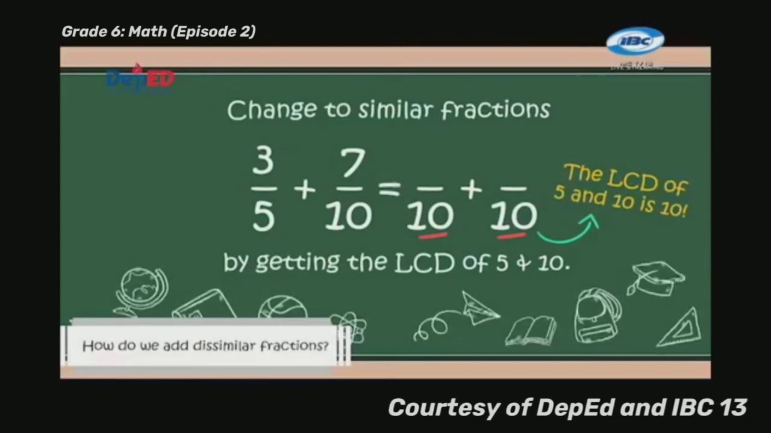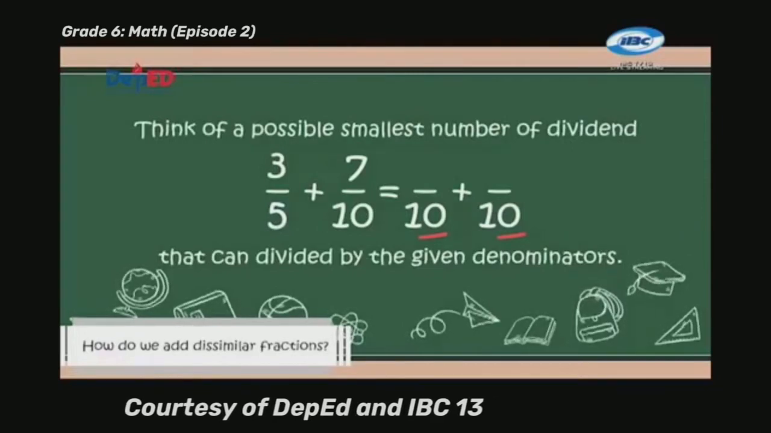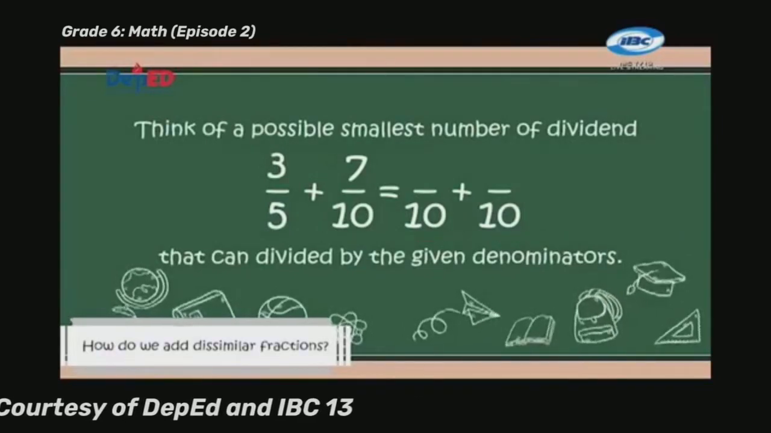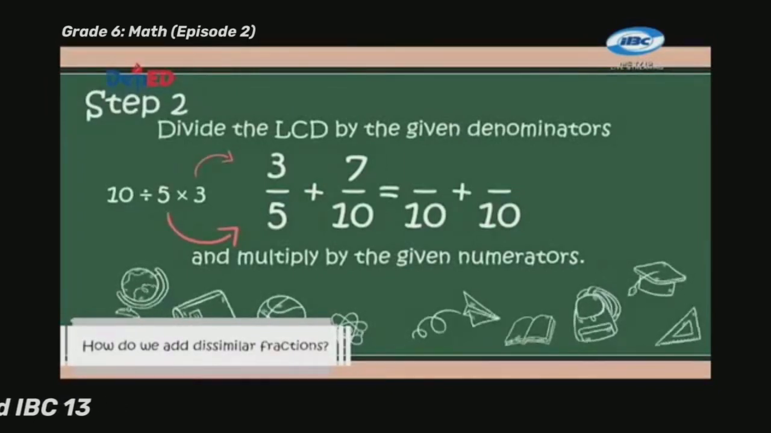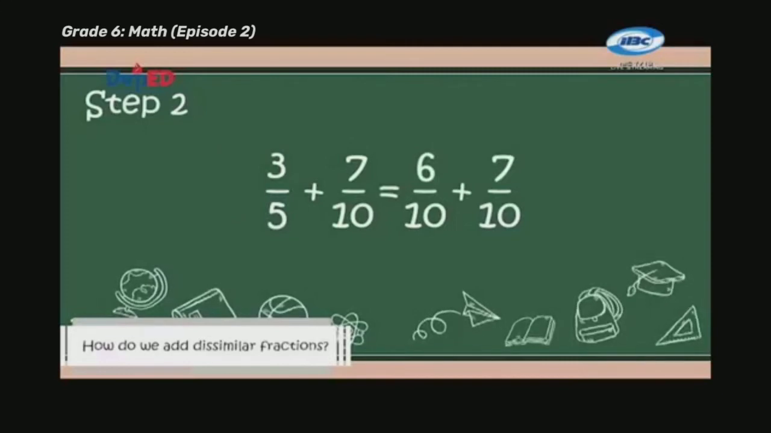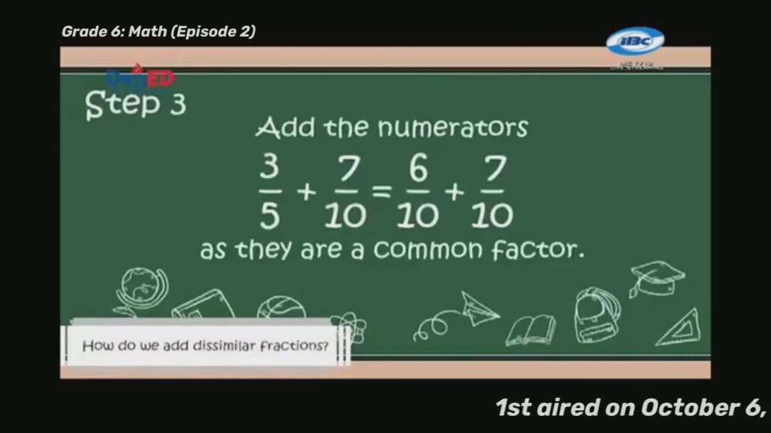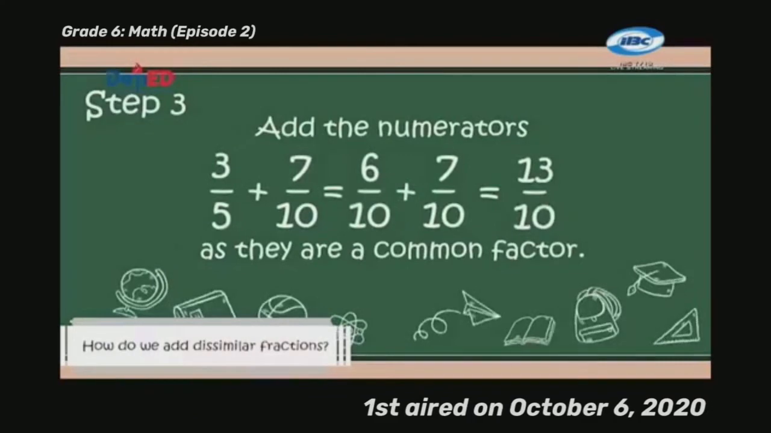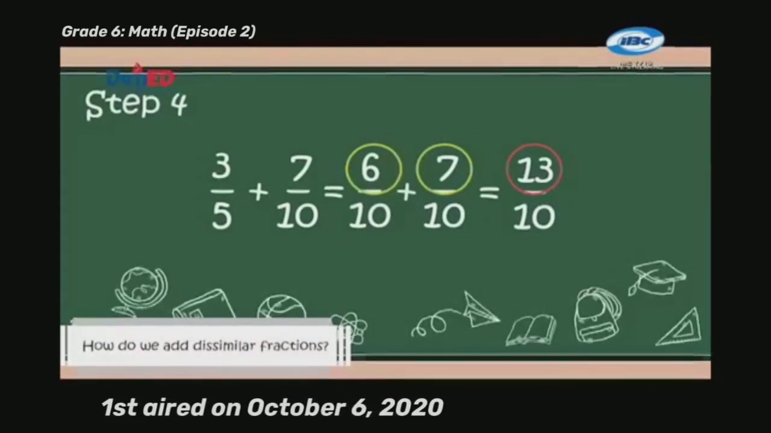In a simple way of finding the LCD, think of the smallest possible number that can be divided by the given denominators. Step 2. Divide the LCD by the given denominators and multiply by the given numerators. 10 divided by 5 times 3 equals 6. 10 divided by 10 times 7 equals 7. Step 3. Since they are similar fractions, add the numerators. 6 plus 7 equals 13. Copy the common denominator 10.